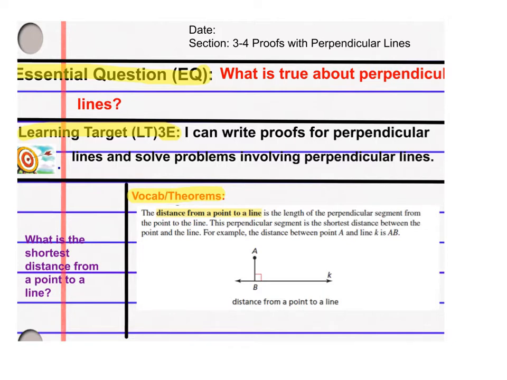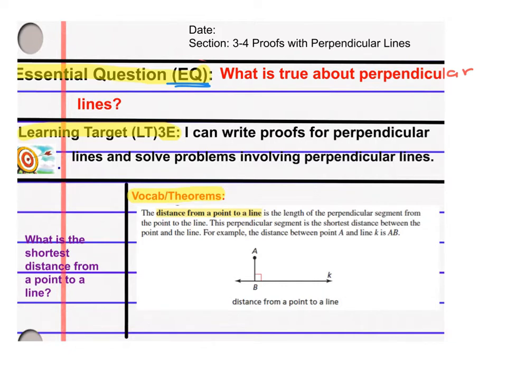To start with your notes, please make sure you're putting the date and subject, 3-4 proofs with perpendicular lines, in the top right. Then set up your lines, and copy down the essential question, or EQ, for today's lesson. The EQ: what is true about perpendicular lines? It's probably been a little bit since you talked about it in algebra class last year, but what is true about perpendicular lines?